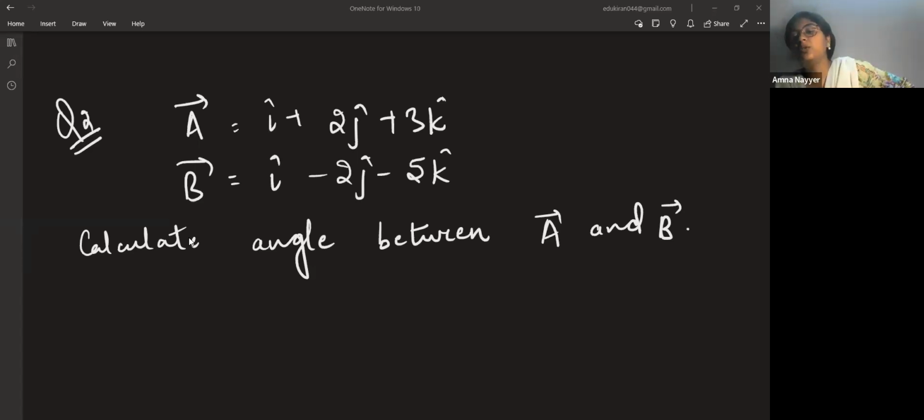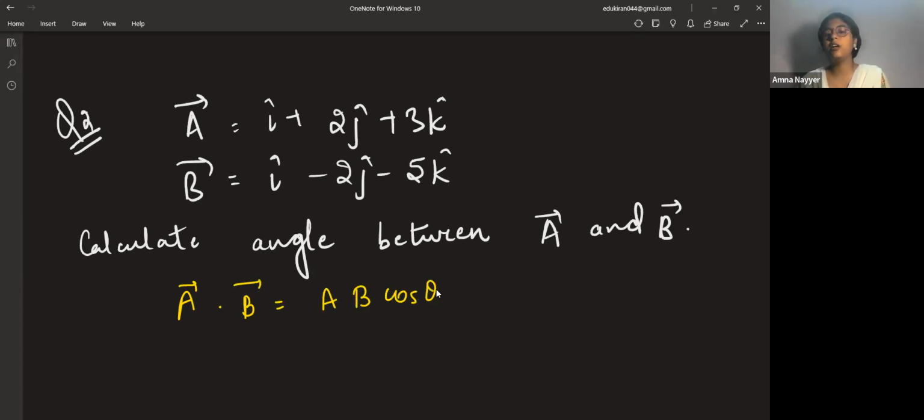When you take the dot product of both the vectors, suppose I have taken vector A dot B, magnitude of A, magnitude of B, cos theta. The only way to involve theta is this. Take the dot product of both of them, you will get theta in your answer. So dot product of A and B is equal to magnitude of A, magnitude of B into cos theta. Now we have to find out everything.